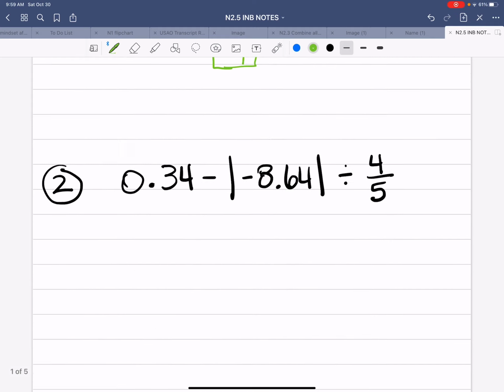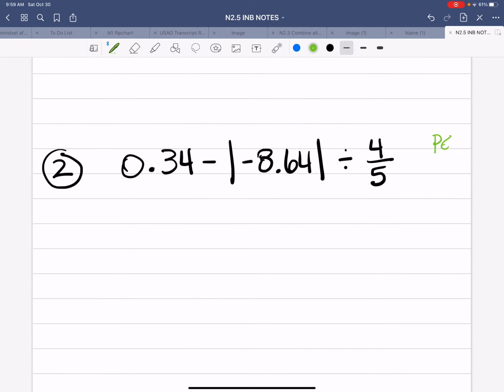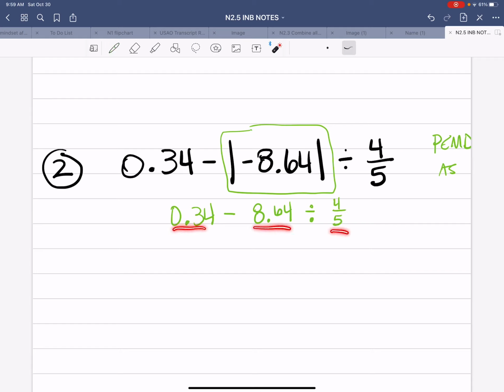All right, let's look at the next question. Again, I can write PEMDAS. These are pretty simple to start with. And so there's not really real parentheses, except remember that our absolute value, you can treat those as parentheses if you want to rewrite the problem in that step. It would be 0.34 minus, and then this would come out as a positive 8.64 divided by 4/5. Now I have decimal fraction, so I am for sure going to box top and get that fraction back to a decimal. So I have 0.8 for that number.